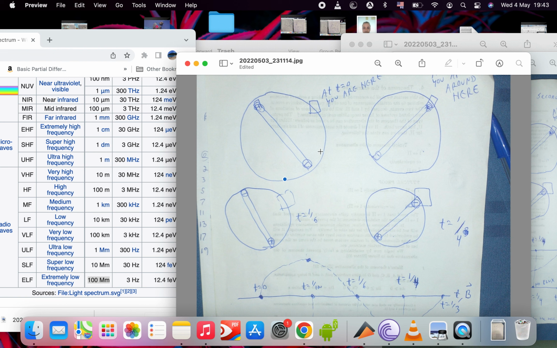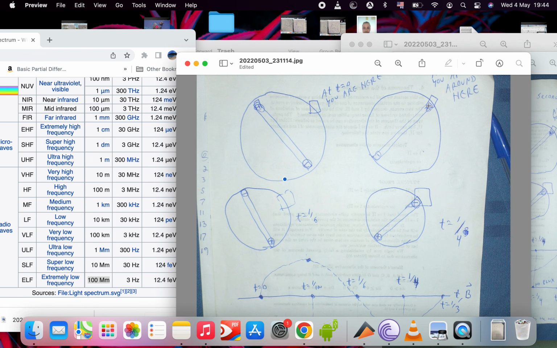And the way we interpret that is that the electric field is going to be at a maximum, because what is induced by the magnetic flux is the electric field. Okay, that's it. Let's move on to the second picture.